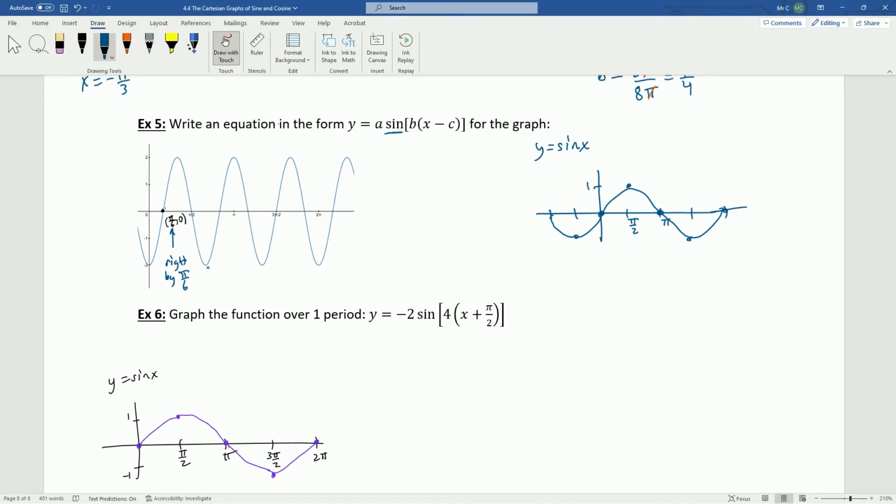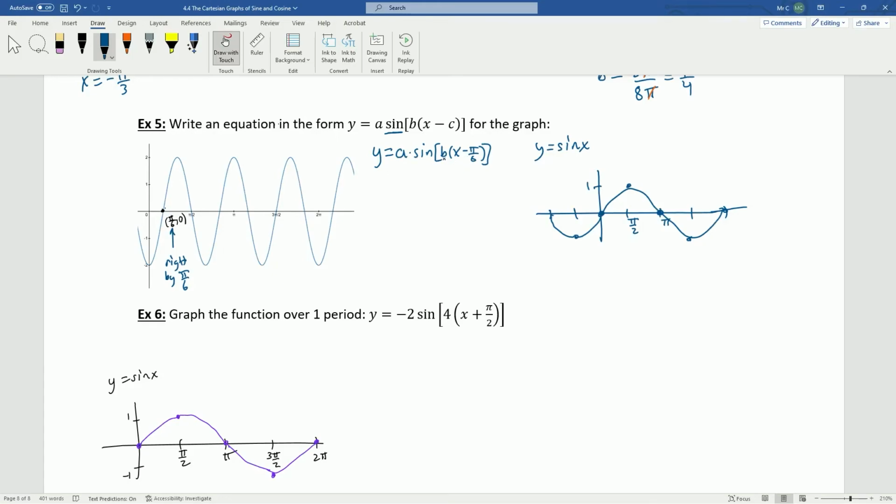Okay, so if my graph is shifted right by pi over 6, that tells me that my equation should look like a times sine of b times x minus pi over 6. You could take this input, set it equal to 0, you get x equals pi over 6. That's a shift right by pi over 6.